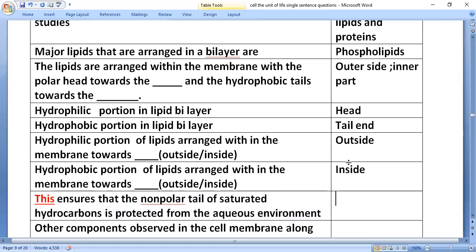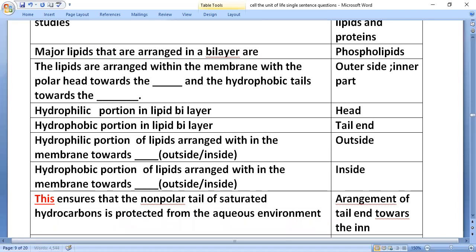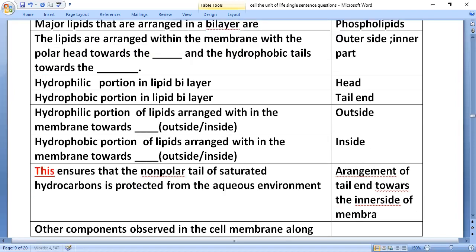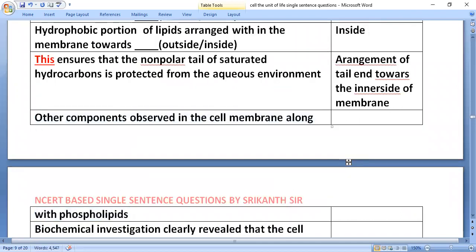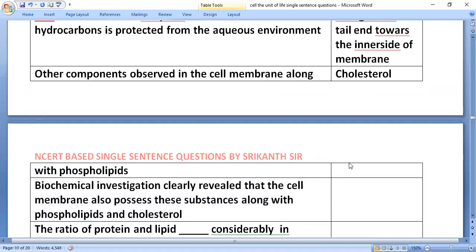This ensures that the non-polar tail of saturated hydrocarbon is protected from the aqueous environment. This is the arrangement of the tail end towards the inner side of the membrane. Another component observed in the cell membrane along with phospholipids is cholesterol. Biochemical investigation also revealed that the cell membrane possesses protein and carbohydrate.